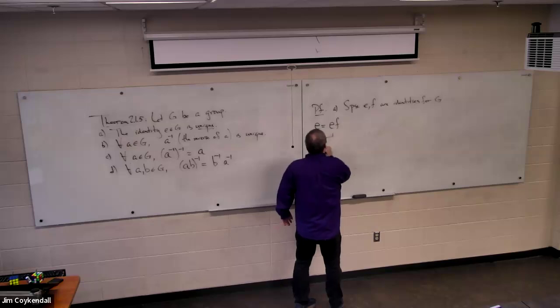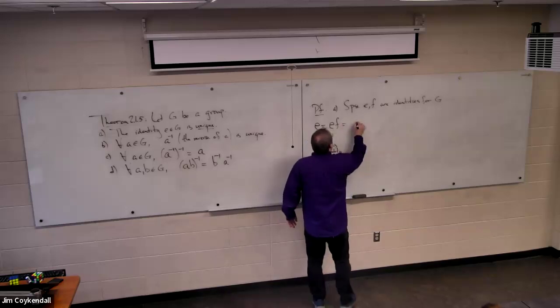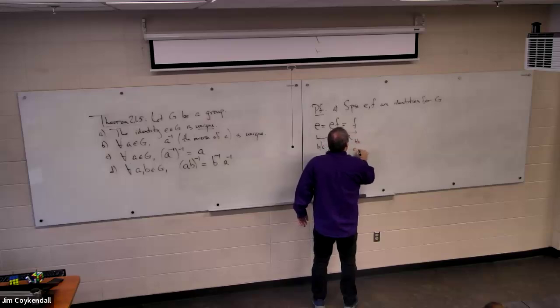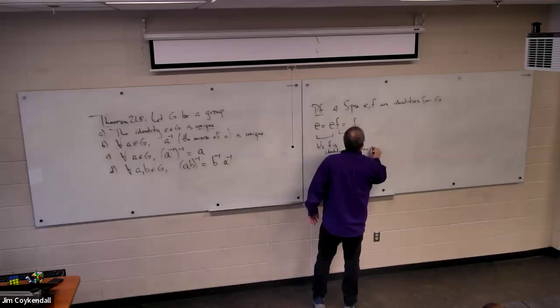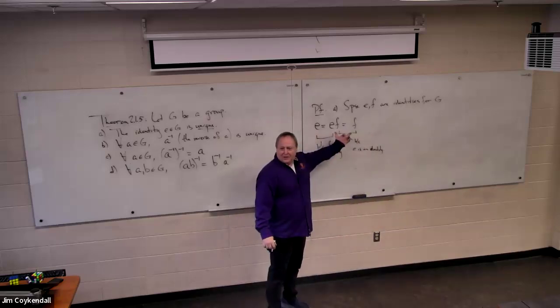This is because F is an identity. But this is equal to F. And this is because E is an identity. So E and F are the same thing.